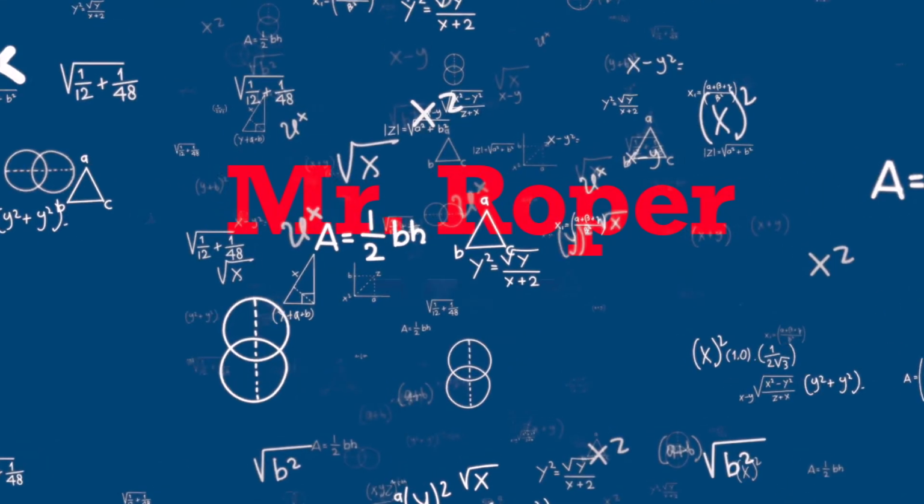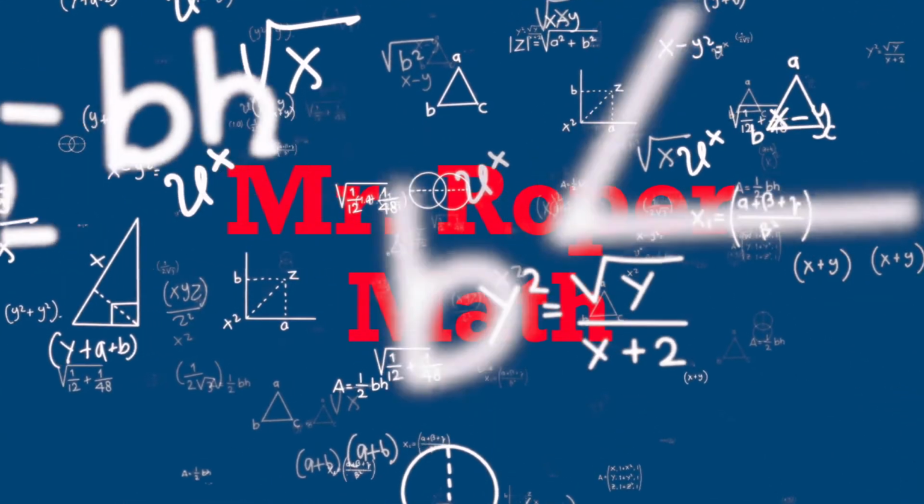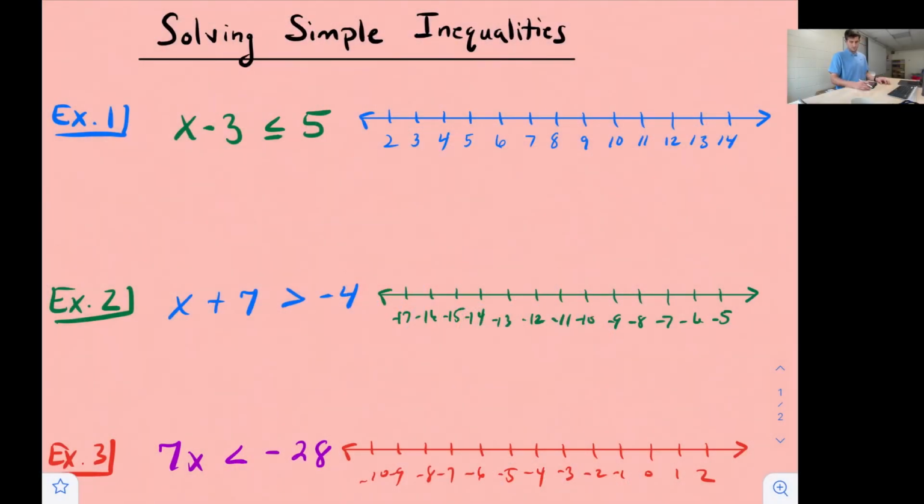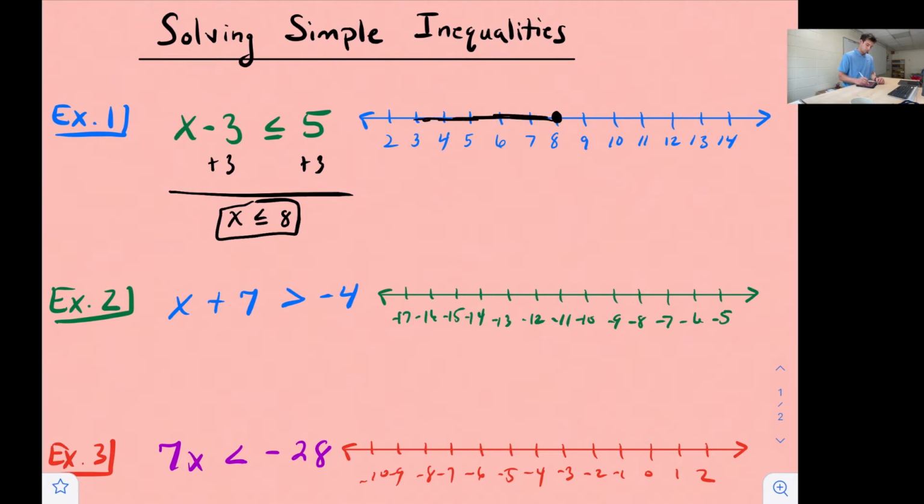In this video, we'll look at how to solve simple inequalities. Our first example, x minus 3 is less than or equal to 5. We're going to solve this just like we would a simple equation. We're going to add 3 to both sides, and we get x is less than or equal to 8. So now we can graph that with a closed circle on 8, and we can shade to the left.